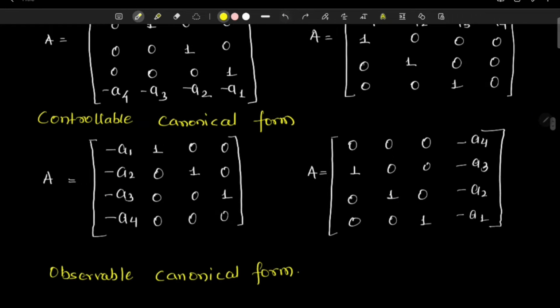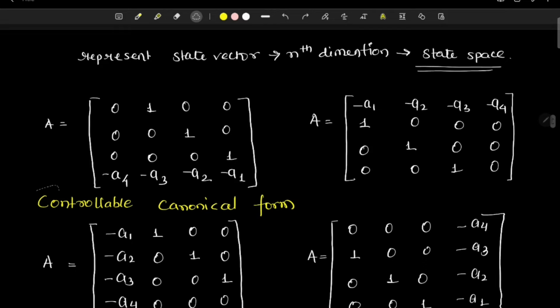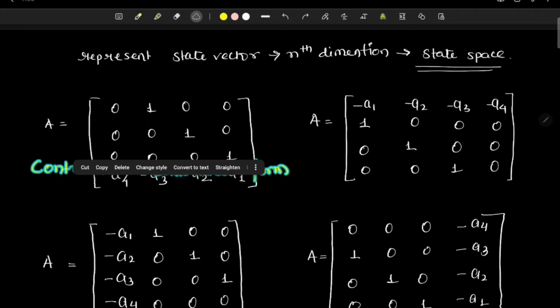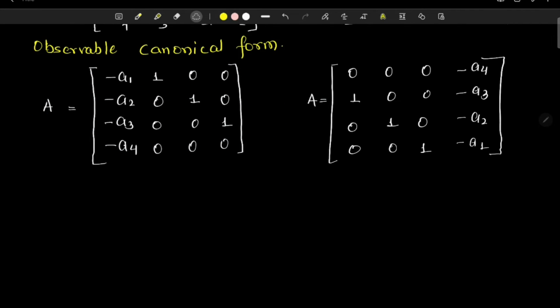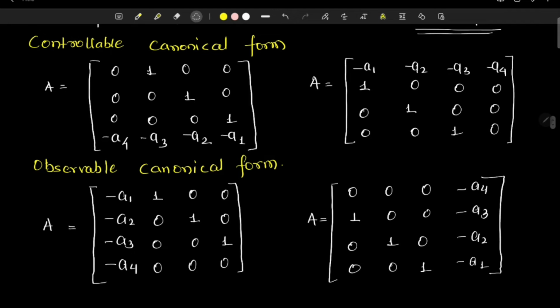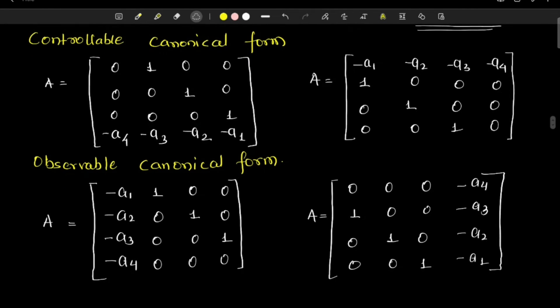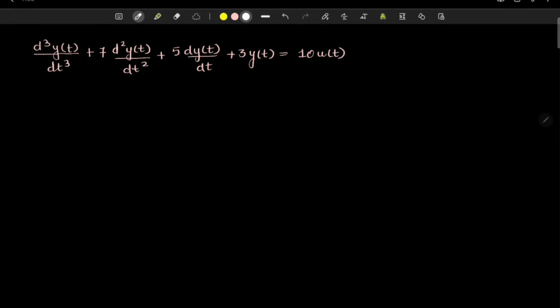Okay, so let's solve a question and determine the system matrix in controllable canonical form. Now let's solve your question. So in this question we don't have any derivative on the right side of the equation. Whatever derivatives we have are on the left side of the equation.